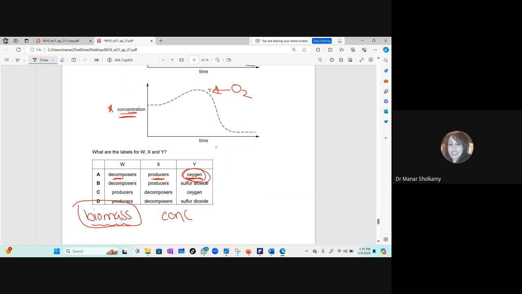So the answer is either A or C. It cannot be B or D. Let me erase because I messed things up. I can know from the terms that concentration here is the concentration of a gas. So the answer is either A or C. W and X have to be biomass, decomposers or producers. Now let's see, it's A or C.